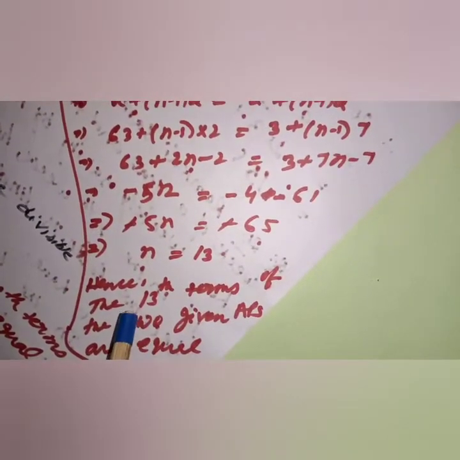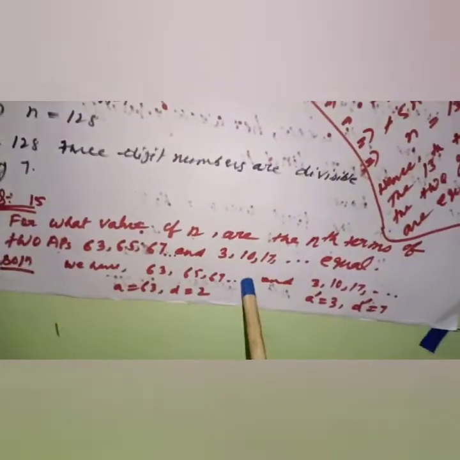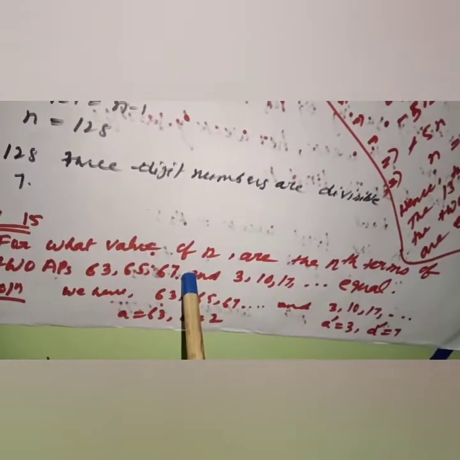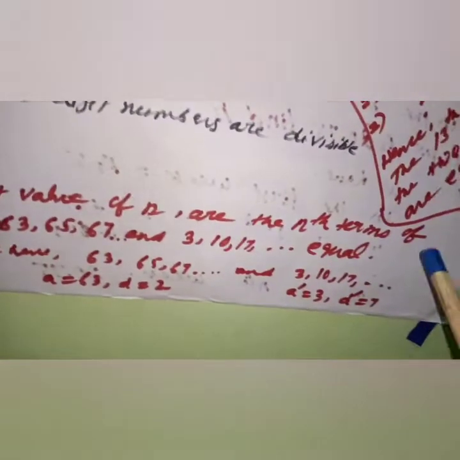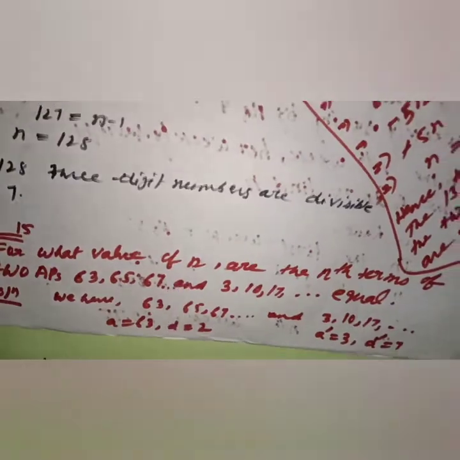Minus cancels, n is 65 divided by 13. So, hence, the 13th terms of the two APs are equal. Means if you find out the 13th term here, you will get how much? The same for this AP, the 13th term. For this one also the same. Means they have the same 13th term, both the APs. I hope all of you understood.